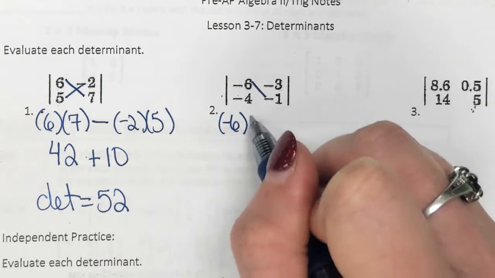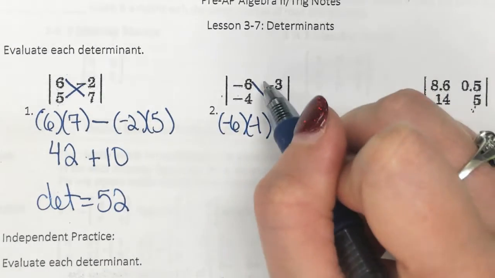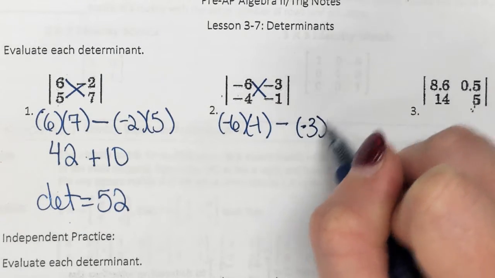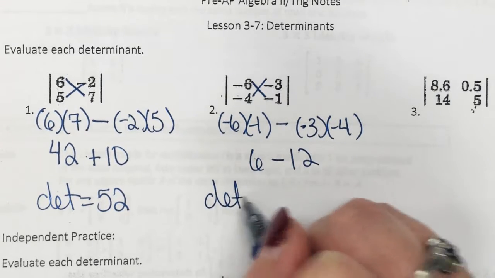All right, here we go. -6 times -1. We are always going to subtract. That is 6. 12. Very good. And you get your determinant is -6. Perfect.